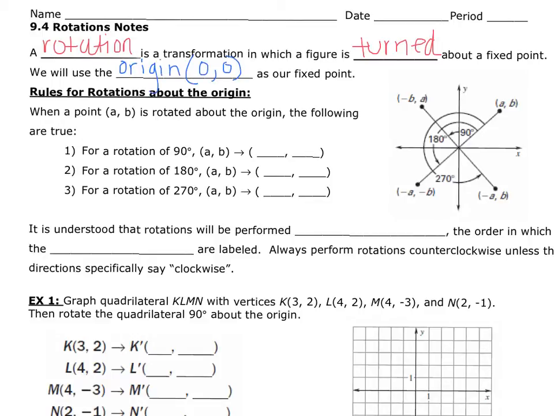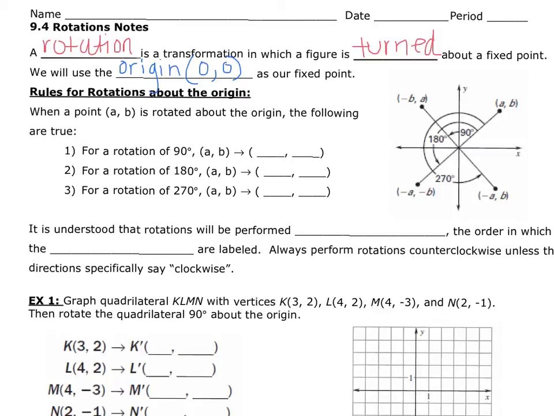So everything we do in here, just know it'll probably say, like, use the center of origin or 0, 0, and that's just kind of a given. We're always going to be rotating from 0, 0. Now, here are some more rules that you need to memorize when you're doing rotations.